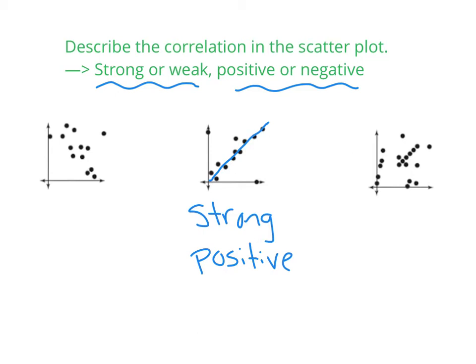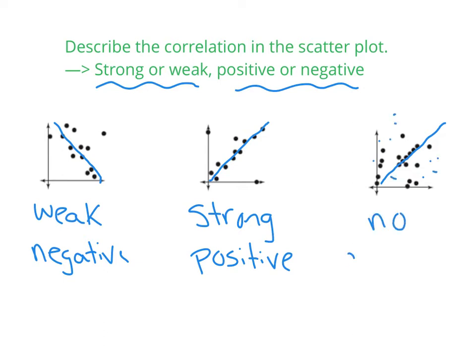Let's see, the first one, I can see a linear trend, but it's not quite as strong. Let's say weak negative. And then here, right in the center, we see some points that make a straight line, but overall they're pretty scattered about. So I'm going to say no correlation here.